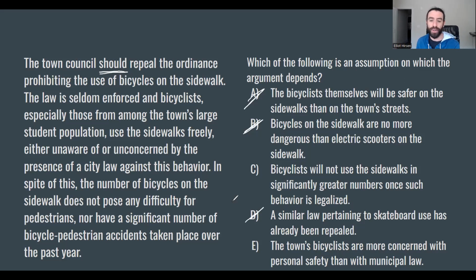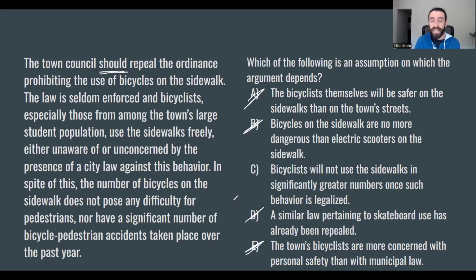And lastly, answer choice E says the town's bicyclists are more concerned with personal safety than with municipal law. Does whether bicyclists are concerned with personal safety or municipal law tell us whether we should repeal the ordinance or not? Sort of only very loosely related in kind of an indirect way. Would you agree with me about that? I hope you would, because we're going to eliminate that one too.